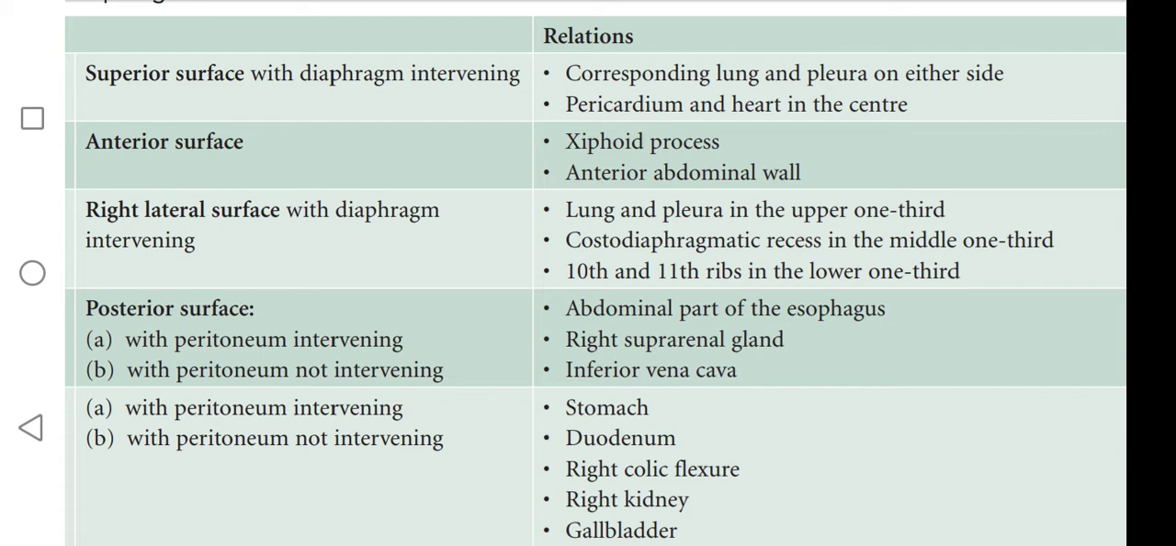Next, coming to the posterior surface, with peritoneum not intervening. The posterior surface of the diaphragmatic surface is related to the abdominal part of the esophagus, the right suprarenal gland, and the inferior vena cava.